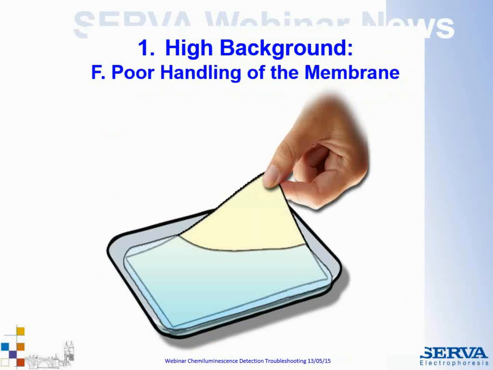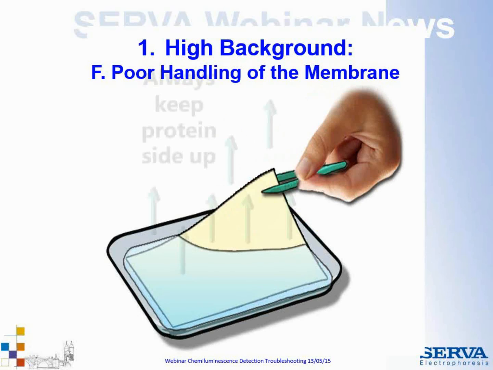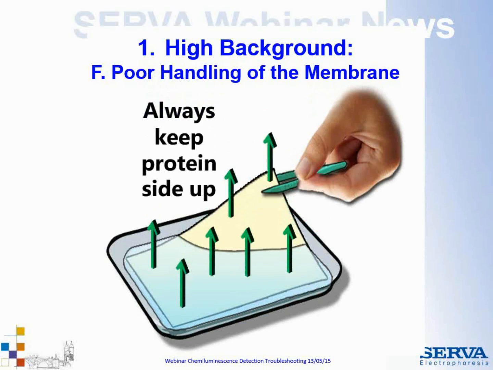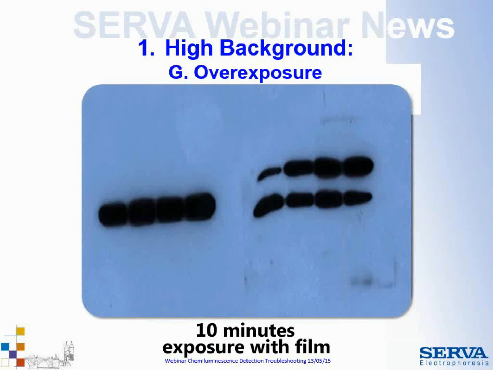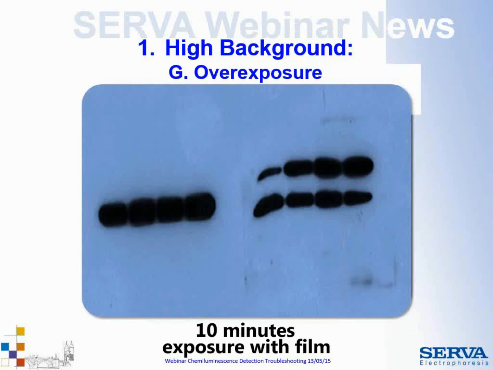So another point is the handling of the membrane. When handling the membrane, it is very important not to touch the membrane with your fingers. Always wear gloves and use forceps. Always keep the protein side up. Never let the membrane get dry. And yeah, those are the main facts for membrane handling.